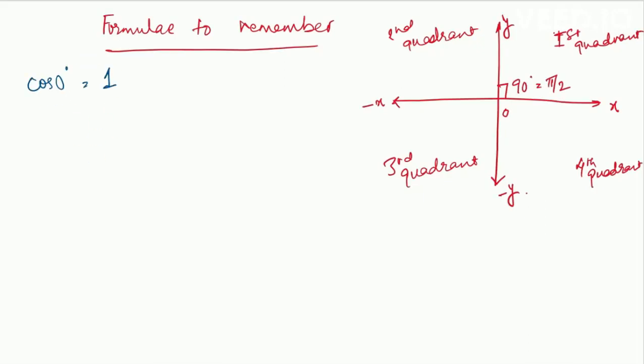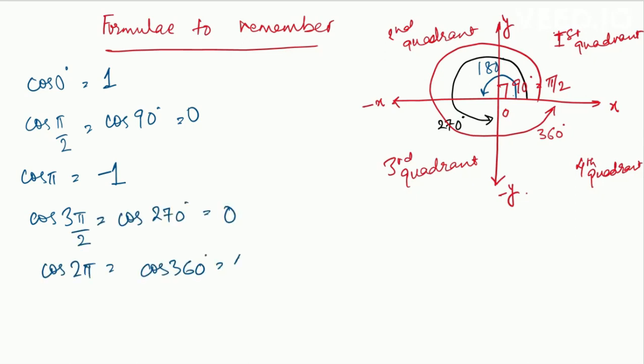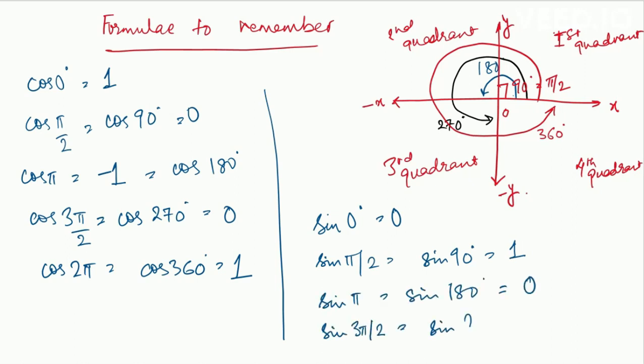So if you need to find out cos 0 degree, it is 1, cos 180 degree, there is a 270 degree angle, then there is a 360 degree angle. So cos 90 is 0, cos 180 degrees is minus 1, cos 270 degrees is 0, cos 2 pi is 1. Similarly for sines, we have sin 0 degrees 0, sin 90 is 1, sin pi is 0, sin 270 degrees is minus 1, sin 2 pi is 0. So this should be remembered on tips. I have discussed this later also.